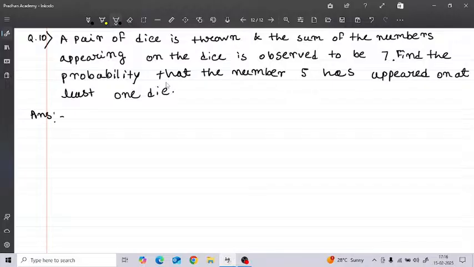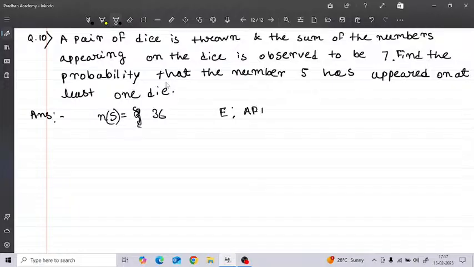So let's answer this question. It's stating that a pair of dice is thrown and the sum of the numbers on the two dice is 7. So we have to find the probability that the number 5 has appeared on at least one die. Okay, so let's denote the sample space at first. What is the sample space of this problem? My sample space will consist of 36 elements.